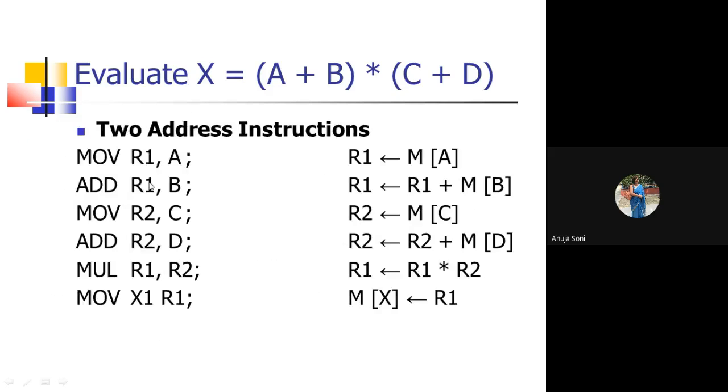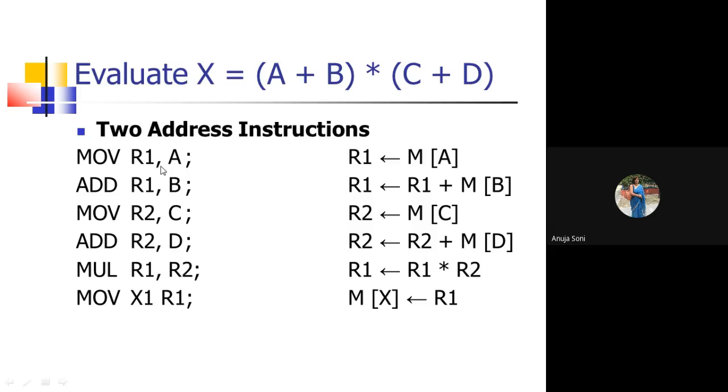Now we come to the two address instruction. You need to write the program using two address instructions, as well as write the micro instructions. Using two addresses, the same kind of functionality needs to be achieved. Again, how will you do that? Ultimately, you have to do the addition of A and B. So how will it be done?